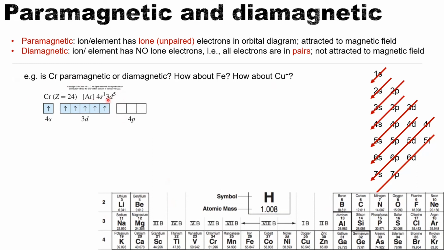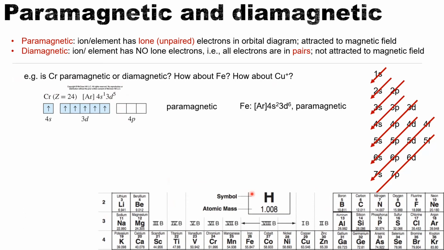So the s orbital has 1 electron. When we have 5 electrons in the d orbital, these electrons want to occupy as many orbitals as possible. So all of these electrons are actually lone electrons. So it's paramagnetic.